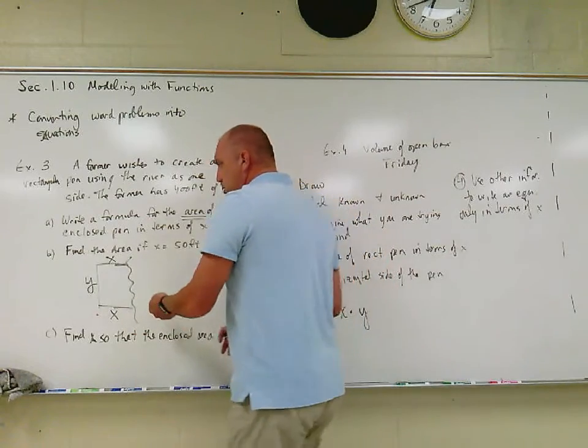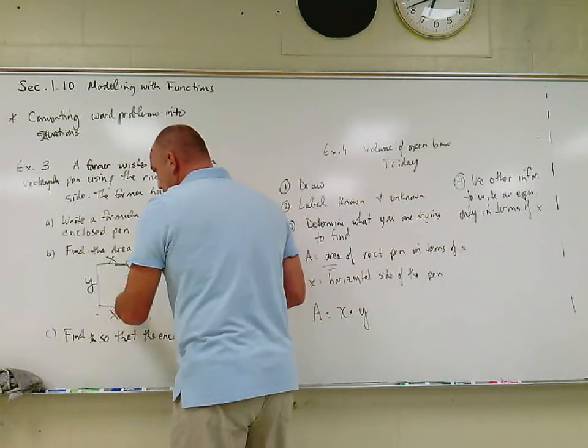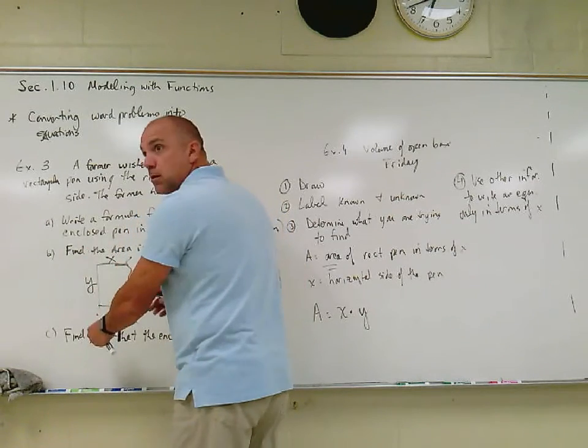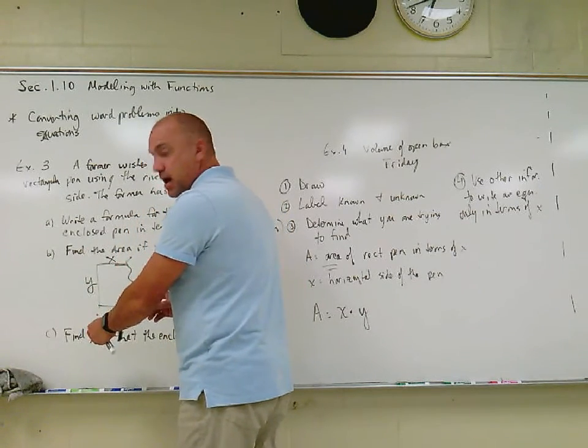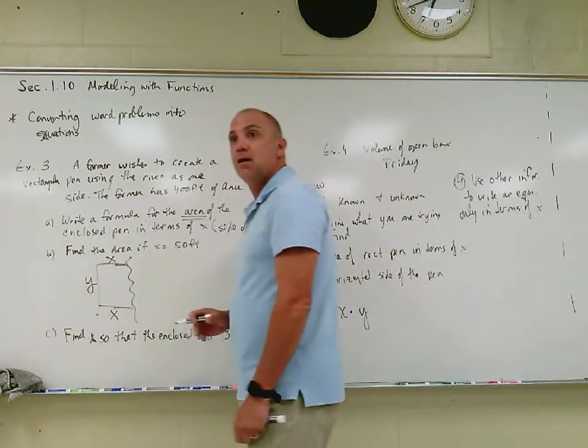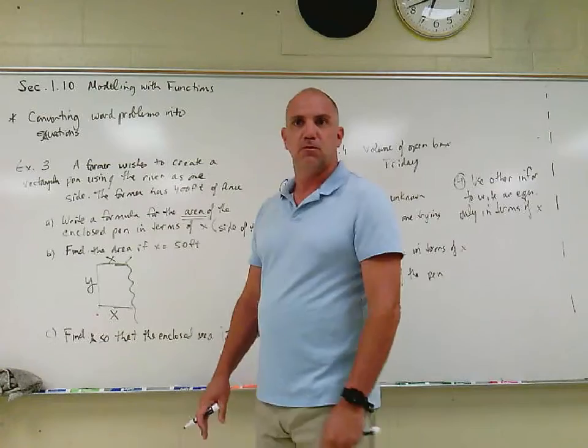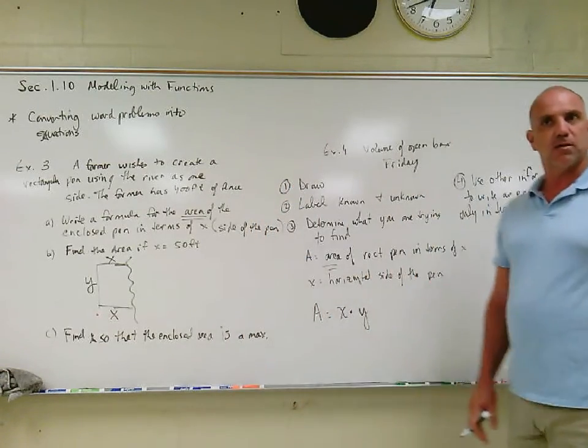Because when the farmer goes to use his fencing, this length and this length will depend on how much he uses there. And how much will that be? So let me ask you this. What do all three of those sides have to add up to? That's what you have to bring into the problem.